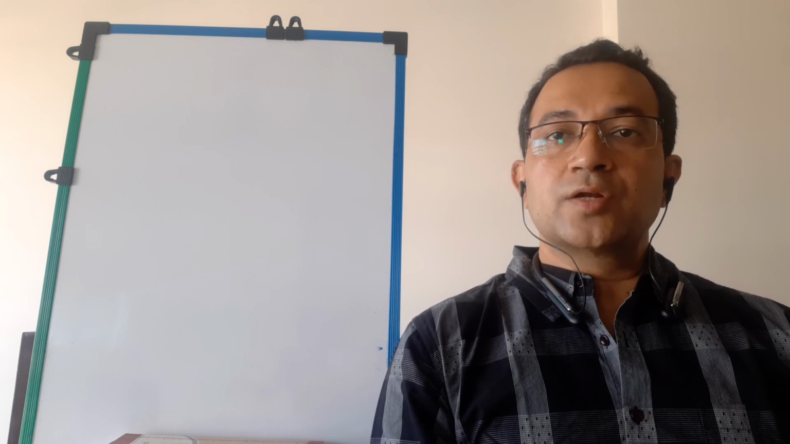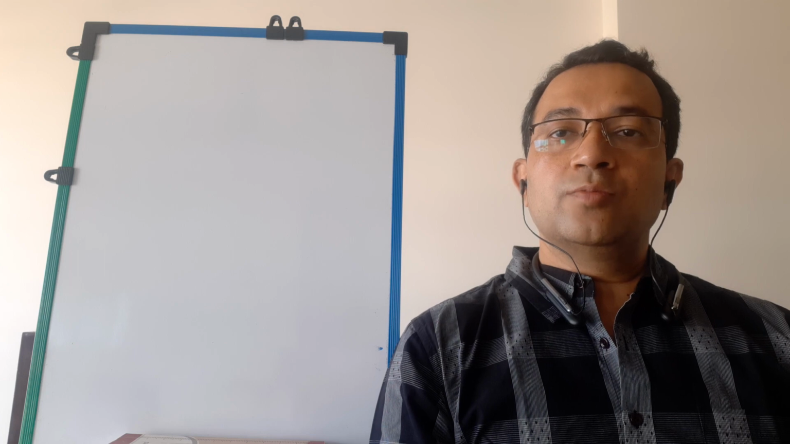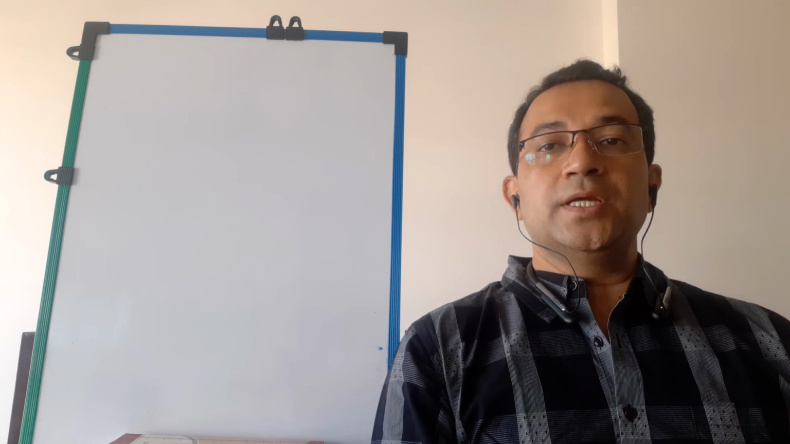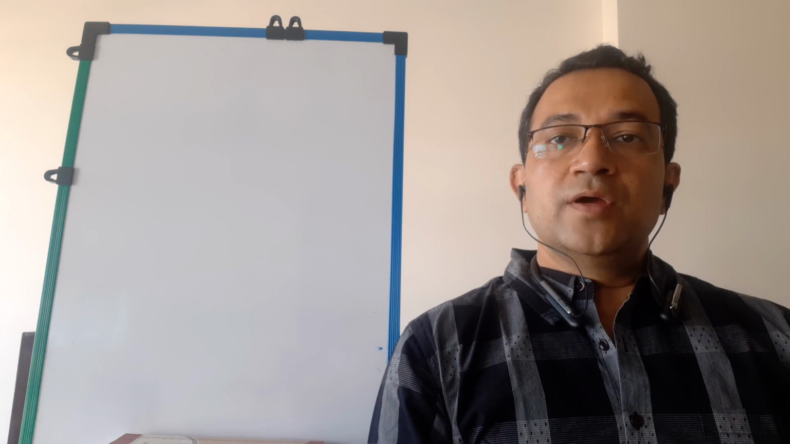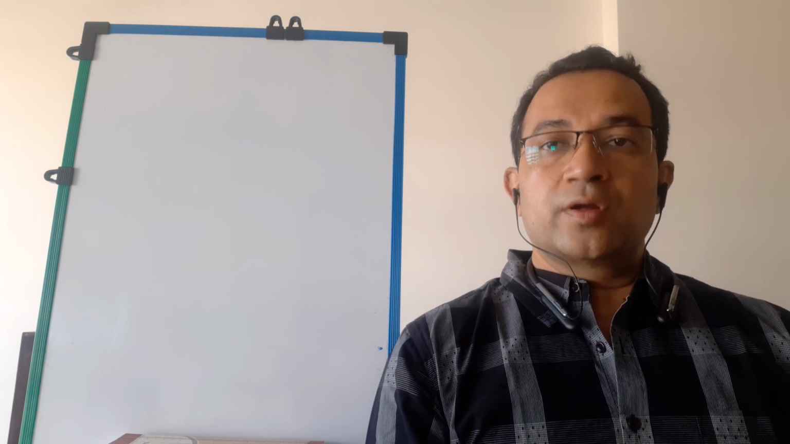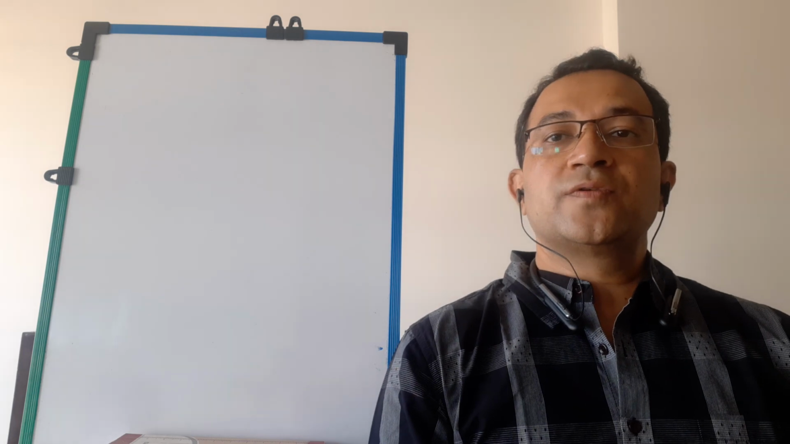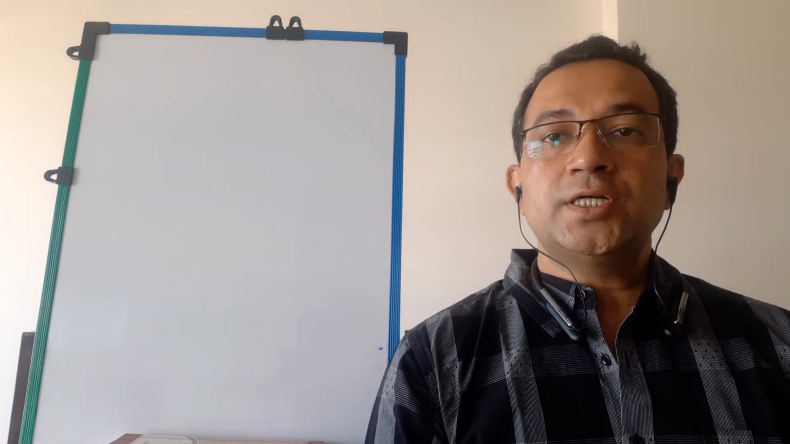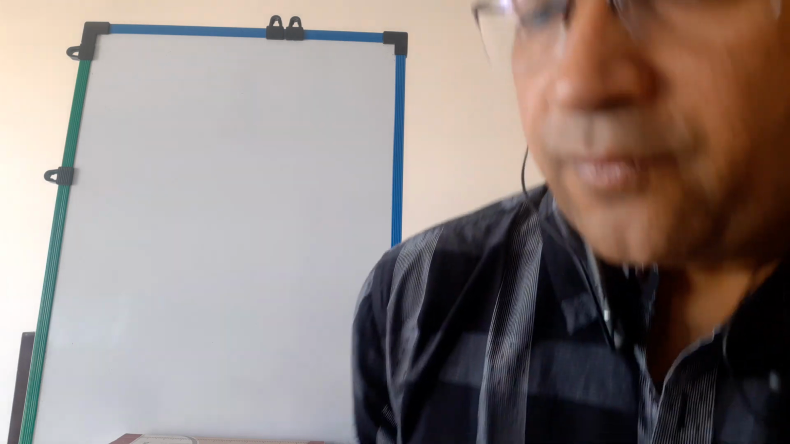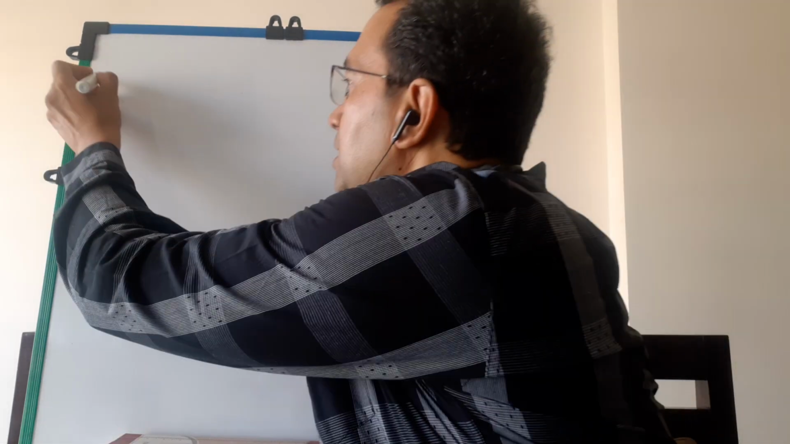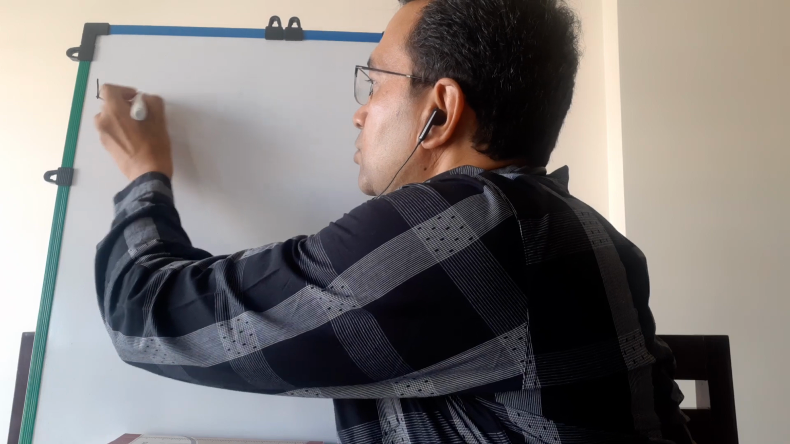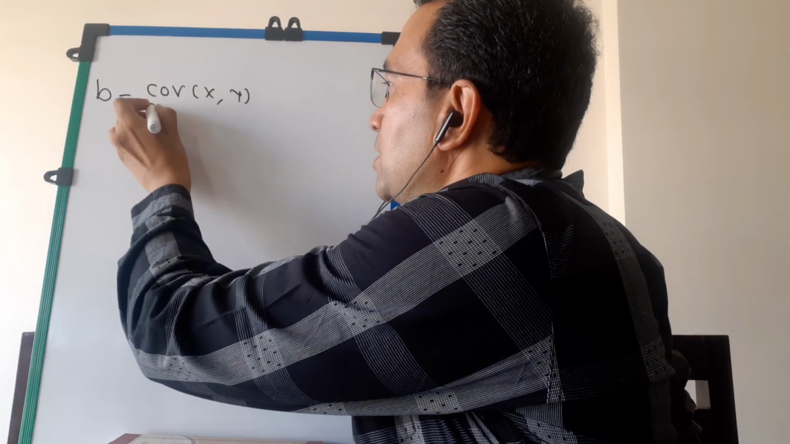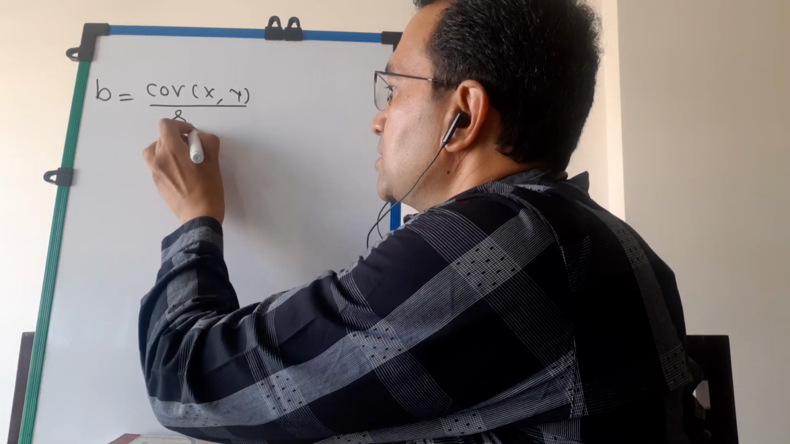Today we are going to do one more new formula to find the regression coefficient b. Now we have already studied 4 formulas, students. This would be the 5th formula to find the regression coefficient b. The formula is b is equal to covariance between x, y upon sx square.